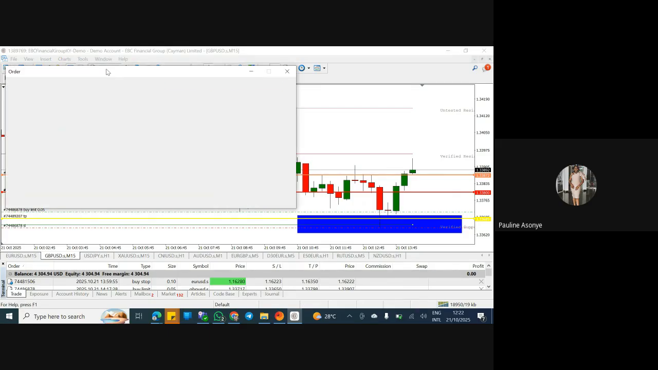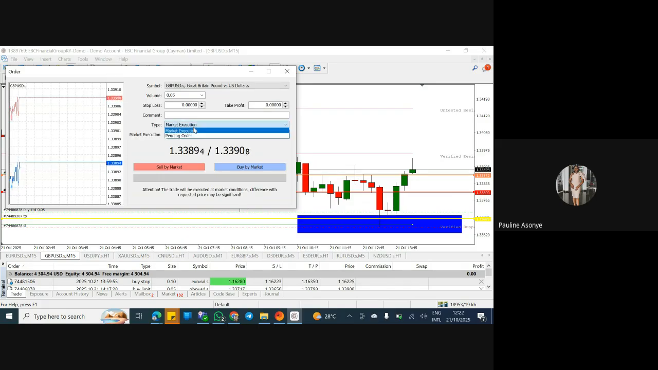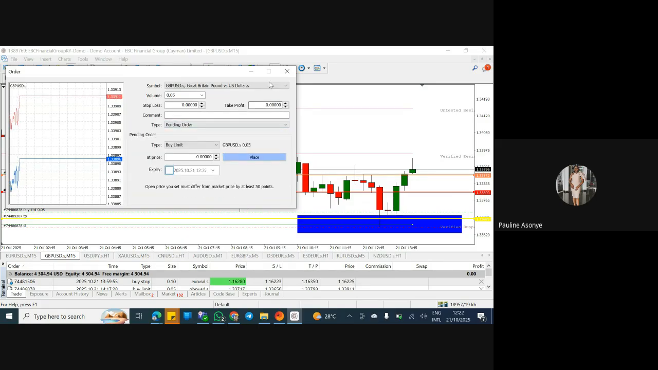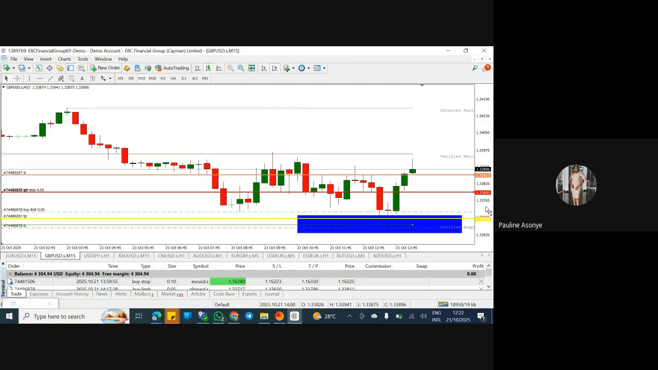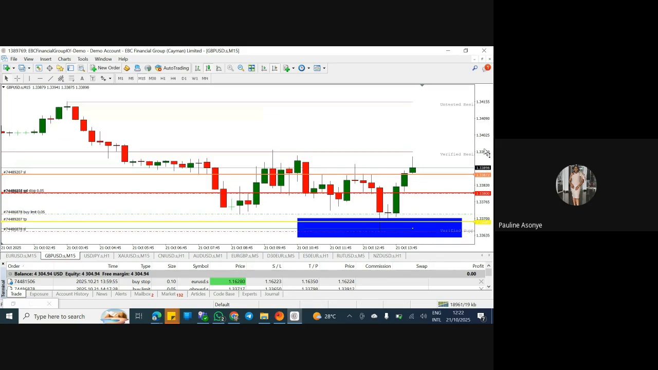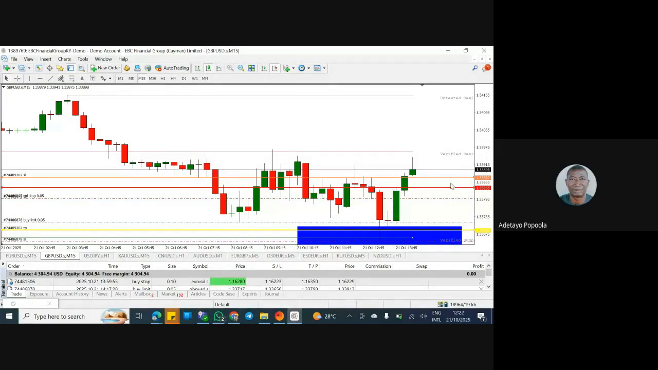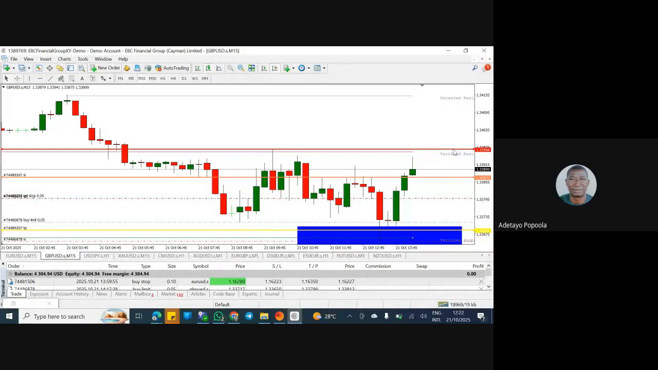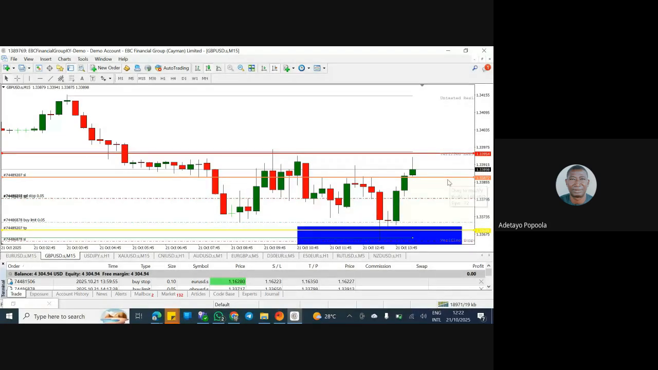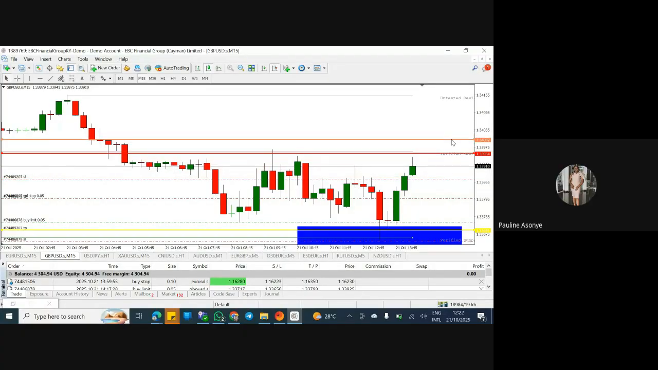Now let us place a sell limit. Before we place a sell limit, let us get our entries. What is a sell limit? My old students, I'm asking you this question. It's an instruction to sell a currency pair at a price that is higher than the market price.